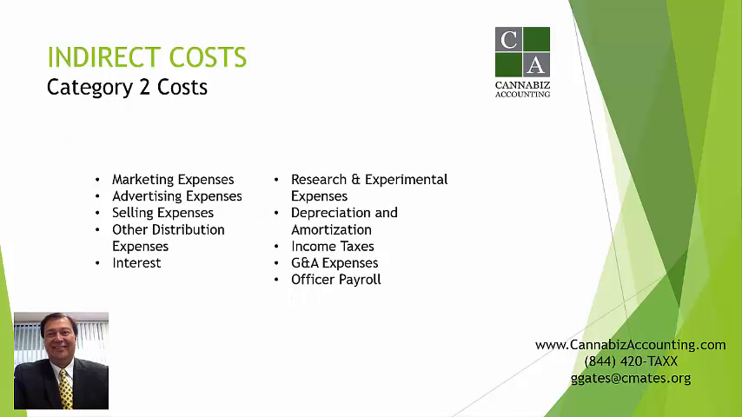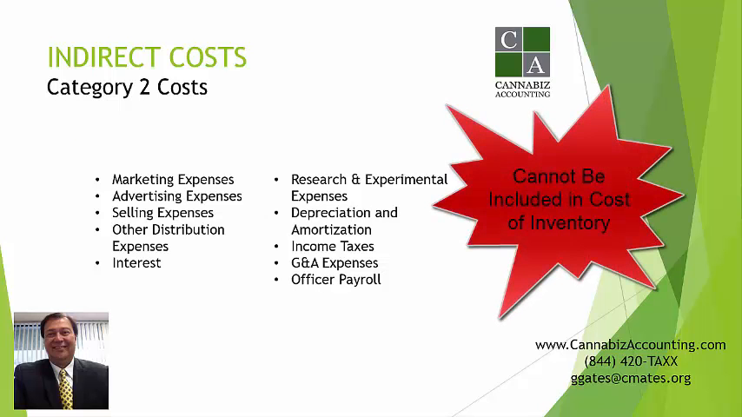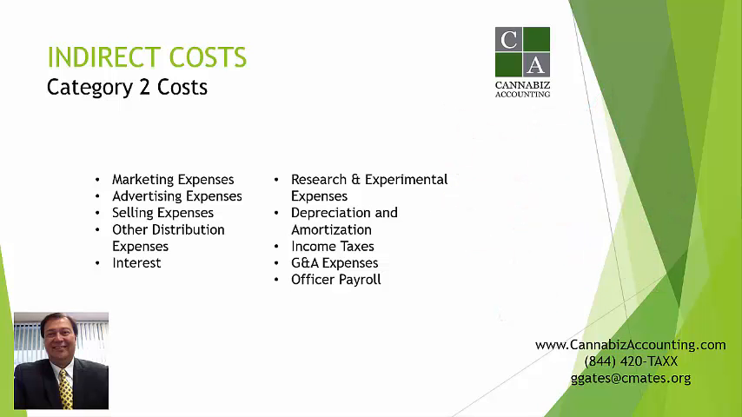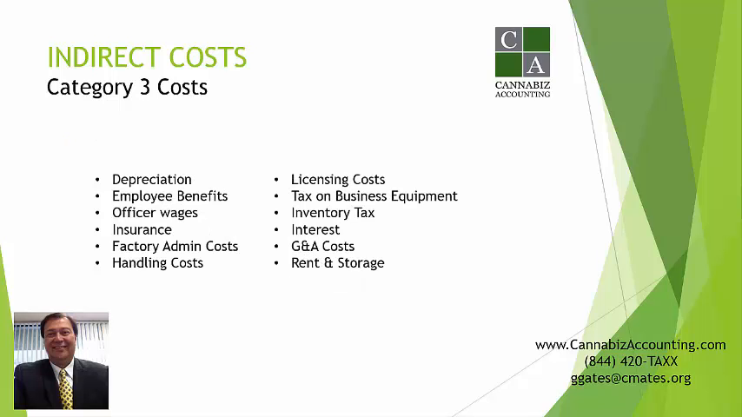Now, Category 2 costs, or indirect costs, are expenses that cannot be included in the cost of inventory. And they include, off the list, such things as your normal business expenses, including marketing, advertising, selling, interest, research and experimental expenses, depreciation and amortization, income taxes, your general administrative expenses, and your officer payroll. Wow. Again, these are expenses that cannot be included in the cost of inventory. So what am I left with?